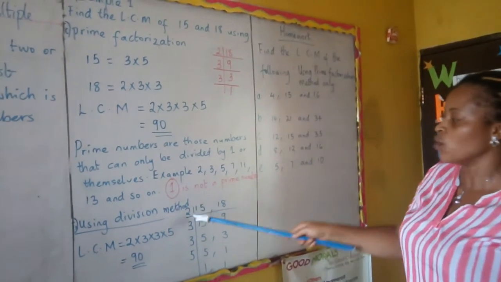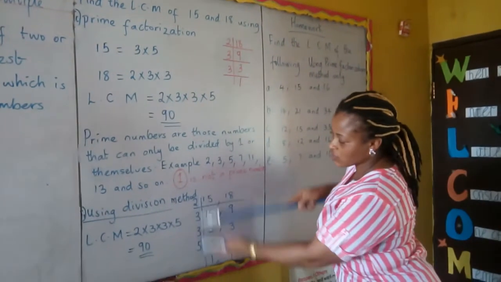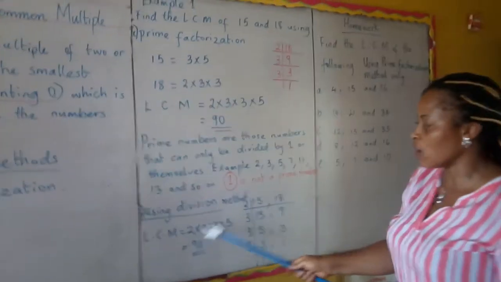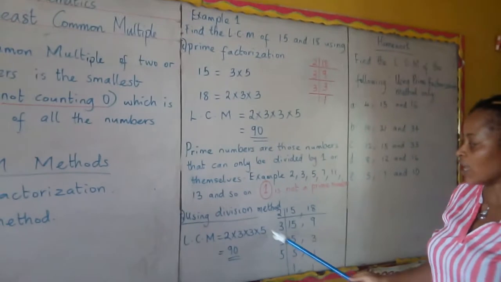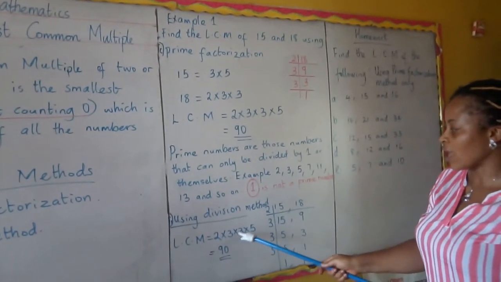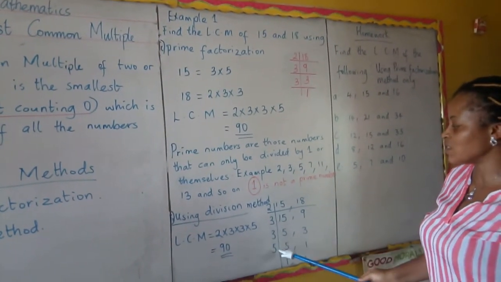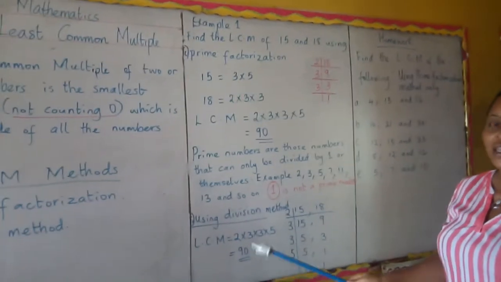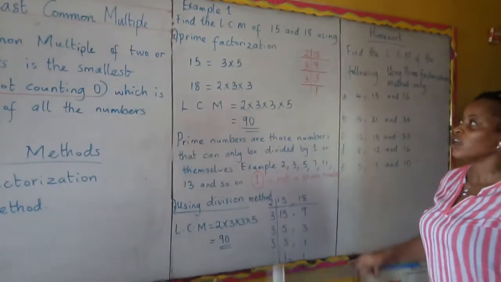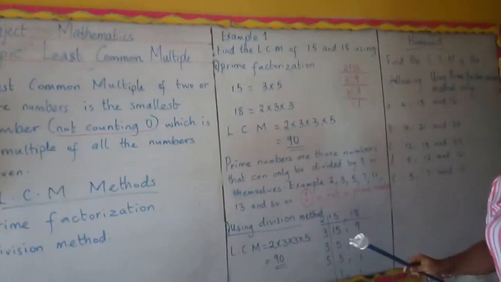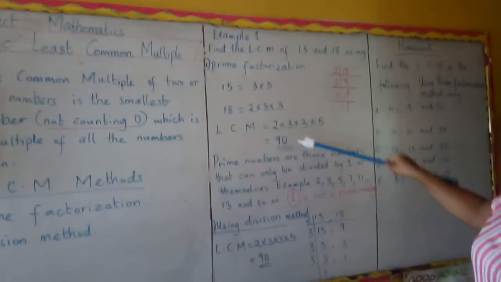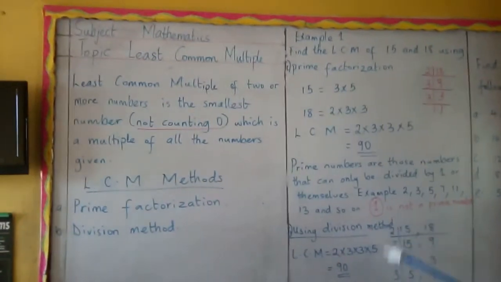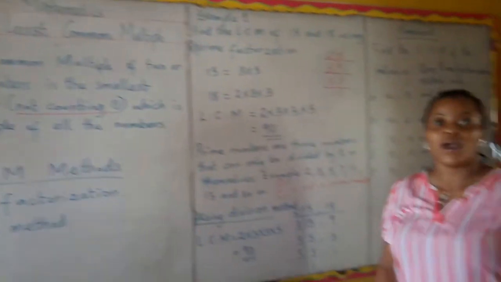Now I'm going to gather all these prime numbers, and then I'll multiply out. 2 times 3 times 3 again, and times 5, and that will give me what? 90. You can see that different processes, but the same answer. Different methods, but we arrived at the same answer. So either you use prime factorization or division method, it will equally give you the same answer.